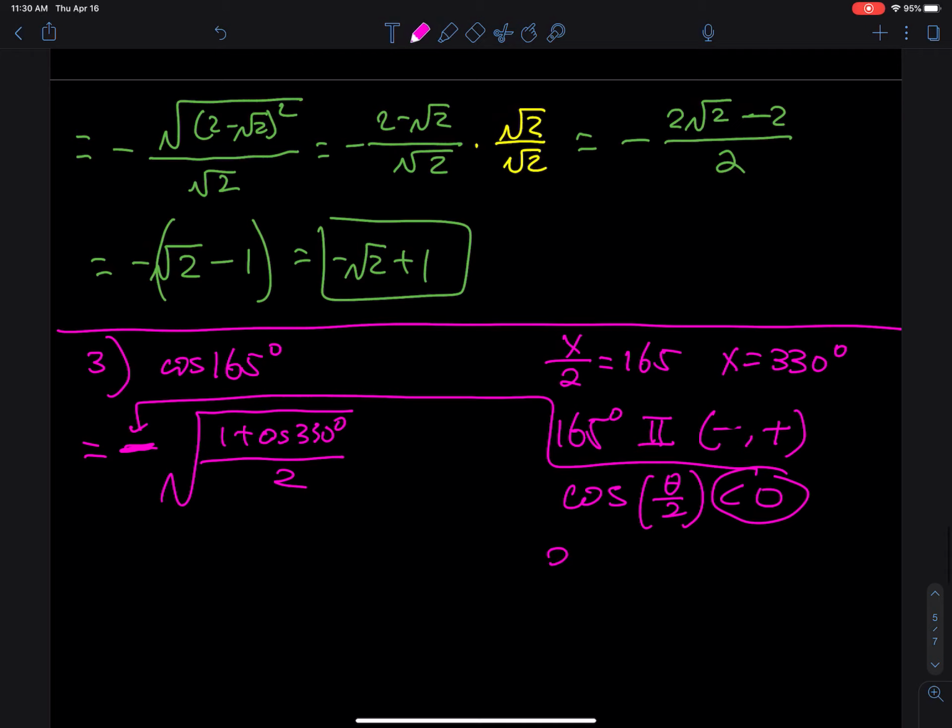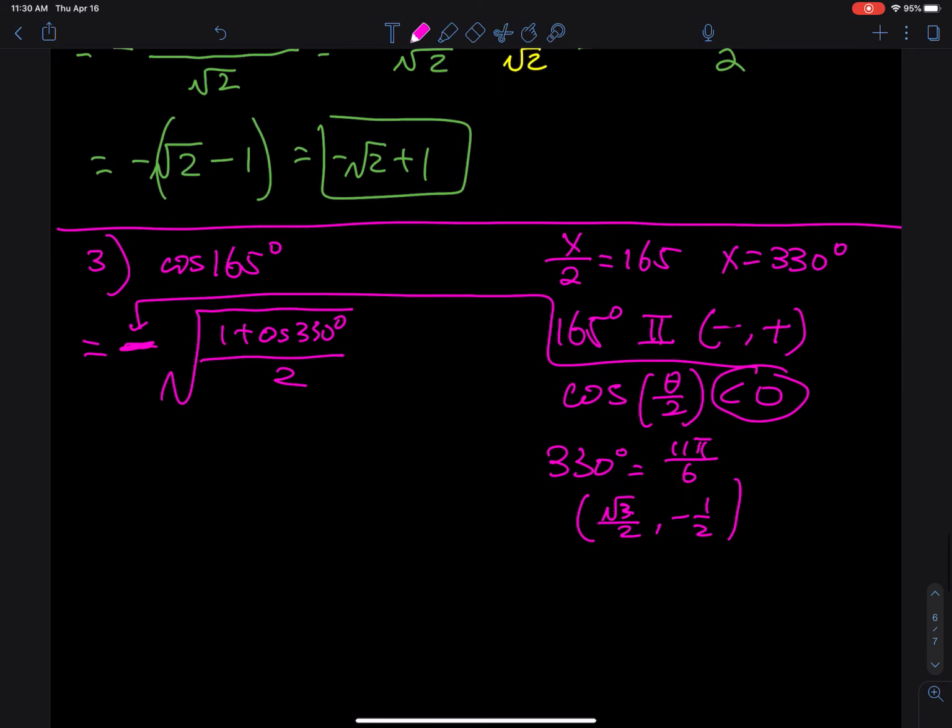330 degree, look at your unit circle, it is there. So 330 degree is 11 pi over 6. So at that point, we have root 3 over 2, negative 1/2. And then the cosine 11 pi over 6, we take the x coordinate, root 3 over 2. So this is a negative 1 plus root 3 over 2 divided by 2.